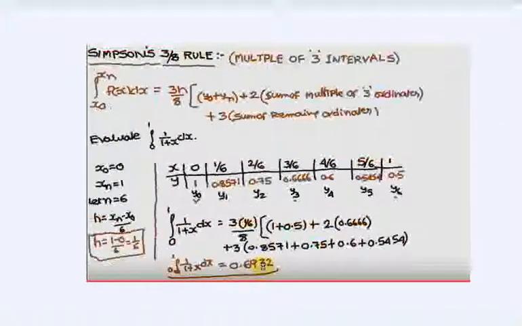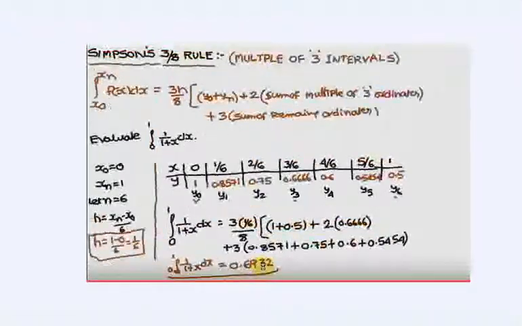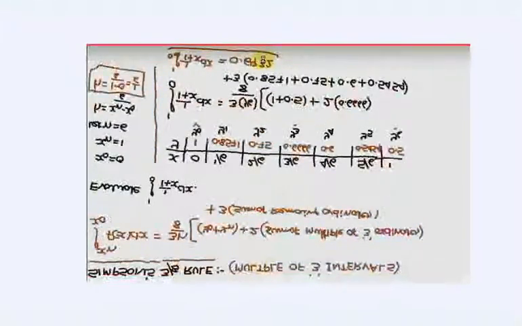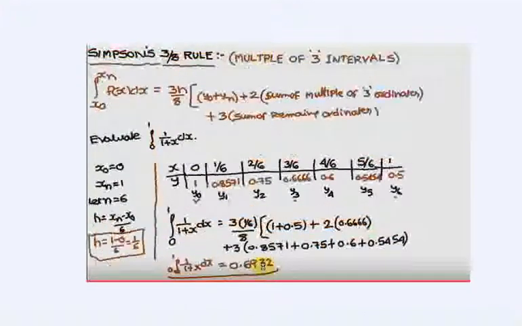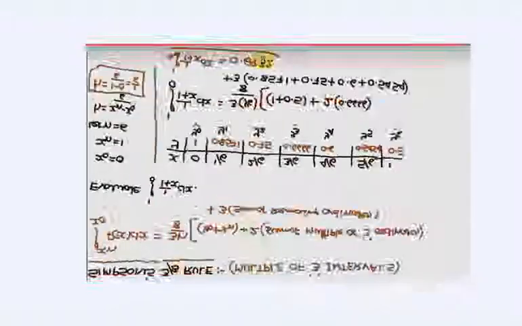Now we have the values of h, and also y naught and y n. So we put all these values into this formula, where the value of h is equal to 1 over 6, y naught is equal to 1 from this table, and y n, this final value of y, we can call it y6 or y n. This value is 0.5.